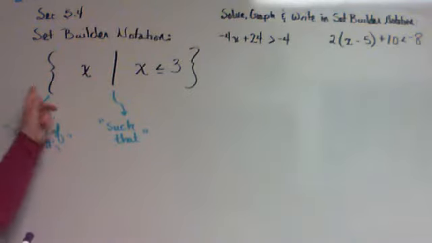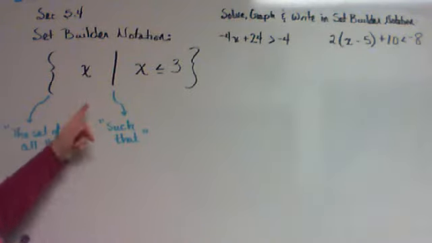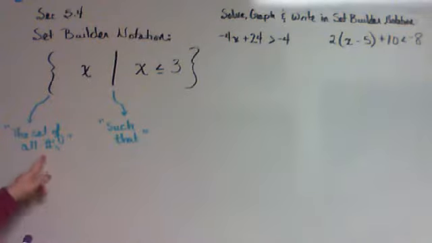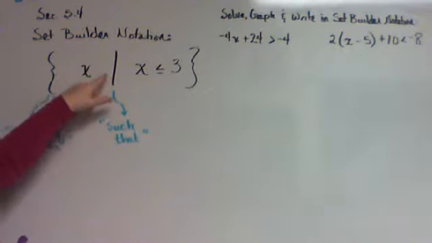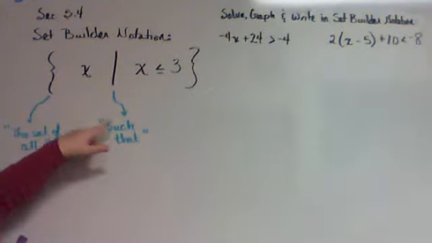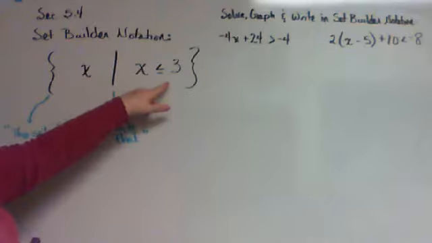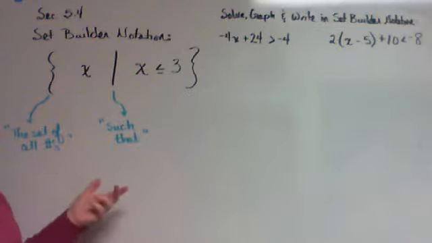So when you see something like this, it is read, the set of all numbers. That's what these little things mean. The set of all numbers x, and then that bar means such that x is less than or equal to 3. In other words, we're going to talk about all the numbers that are less than or equal to 3.